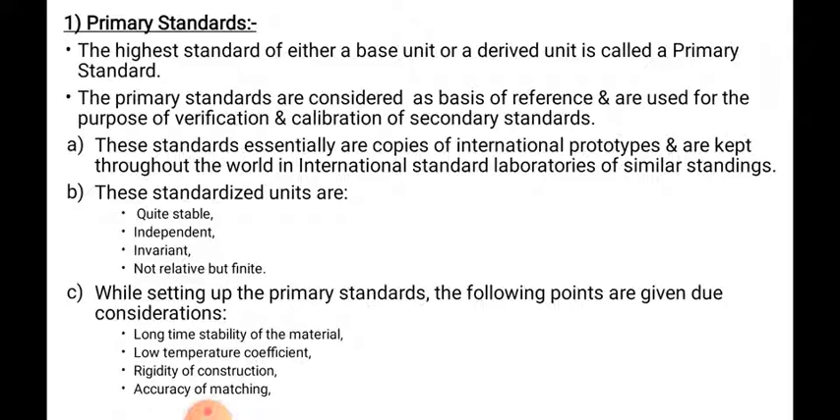So I think everyone understood what a primary standard is. Primary standards are considered as a basis of reference and are used for verification and calibration of secondary standards. Where the international prototype copies are kept was also explained. These standard units are quite stable, independent, invariant, not relative but finite.